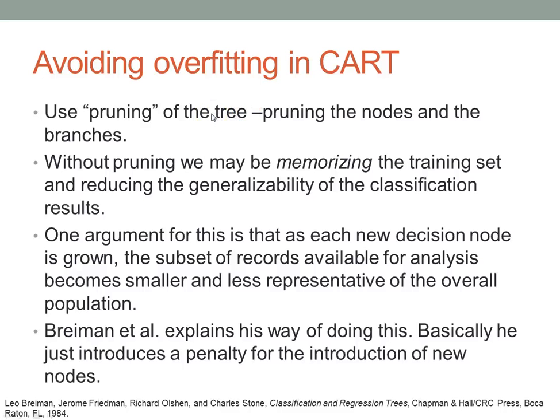Remember that if you have a tree with many, many nodes, you might be able to match your current data set almost perfectly. But the fewer nodes you have, the less likely you are to do that, right? If you only have one node, it's very unlikely you're going to get perfect purity. But if you have more nodes, it's more likely that you could get closer to perfect purity, but it's also more likely that you're going to overfit your data. So what they say is you use what they call pruning, which means reducing the number of nodes. Okay, pruning the nodes and the branches.